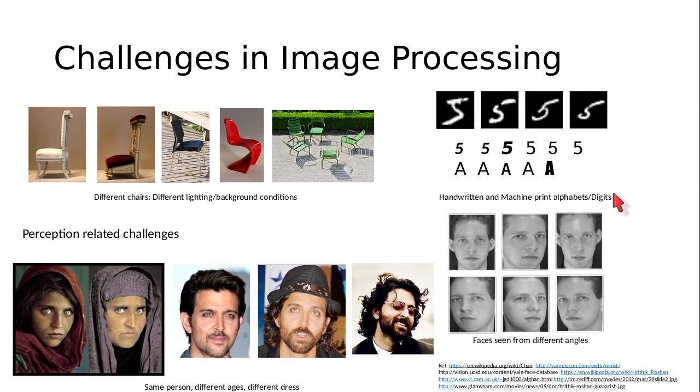Similarly, handwriting and machine print, we have already seen this example earlier when we discussed image to text forms of applications. We also discussed these, which are perception related challenges. It's the same person, different ages, different dresses, and while human beings can easily perceive what the changes are, it's very difficult to train a machine learning algorithm to do this. Some of these references would make for very interesting reading to understand how these images are generated, and what the different kinds of perception challenges in image processing are.